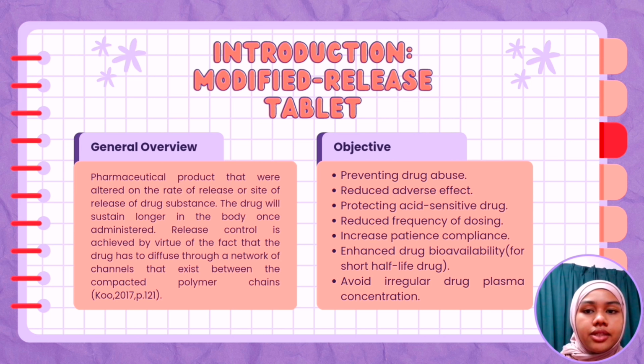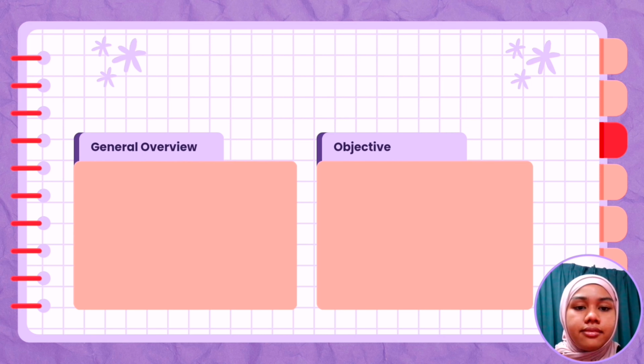Hence, the objective of this modified release tablet is to prevent drug abuse, to reduce adverse effects to the human, protecting acid-sensitive drugs, to increase the patient's compliance toward the medication by reducing the frequency of dosing of the drug itself, and then enhance drug bioavailability, especially for drugs with a short half-life, and lastly to avoid irregular drug plasma concentration in the blood.